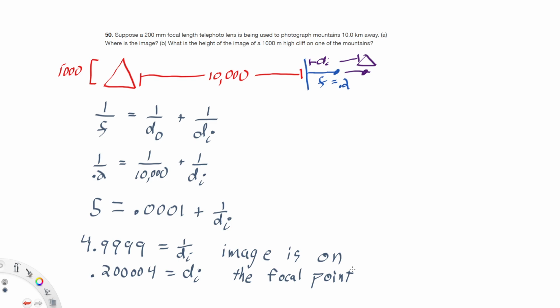In fact, this leads us to a useful approximation actually. If the object distance is really far, right? 1 over really big is approximately 0. So anytime that we have a really big object distance, it's okay to just ignore this term. Because 1 over 10,000 is just so much smaller than 1 over 0.2 that it's basically going to make no difference.